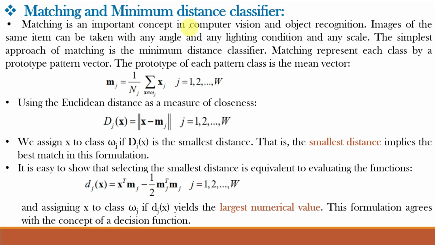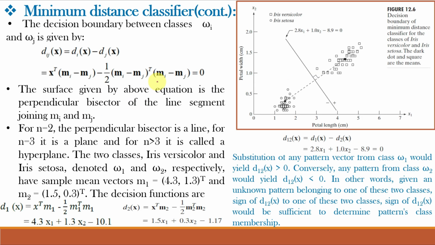Matching is an important concept in computer vision and object recognition. Images of the same item can be taken with any angle and any lighting condition and any scale for matching, and the simplest approach of matching is the minimum distance classifier. Matching represents each class by a prototype pattern vector, and the prototype of each pattern class is the mean vector given by this equation. So for say this pattern class of iris versicolor flower, this is the mean vector, and for iris setosa, this is the mean vector, which is shown using dark square and dark circle respectively.